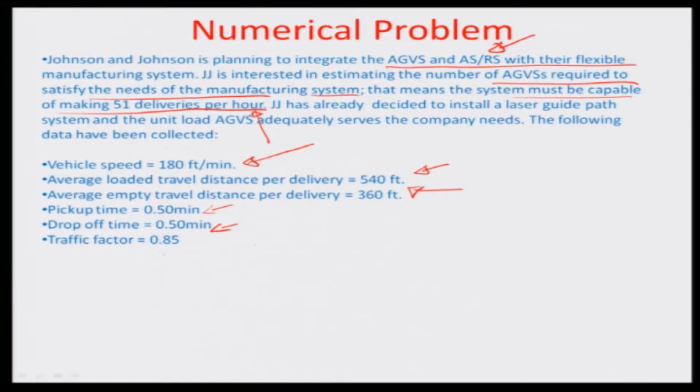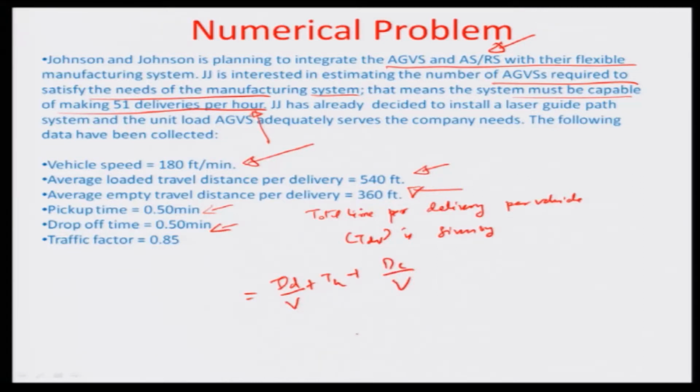So let's first look at the total time per delivery per vehicle, TDV, which is given by the total average loaded time, the total hold time plus the total empty travel time.